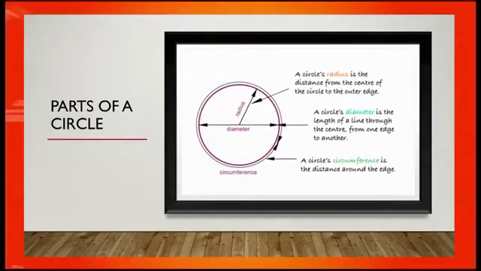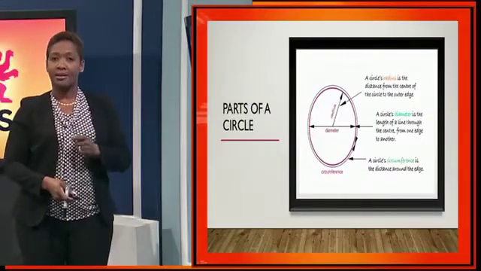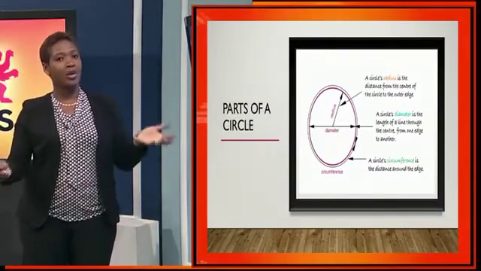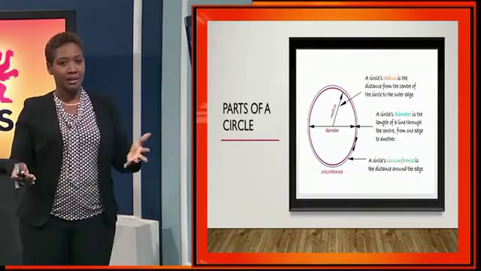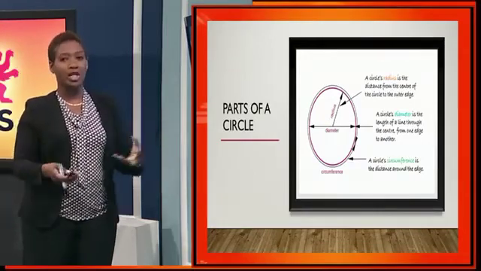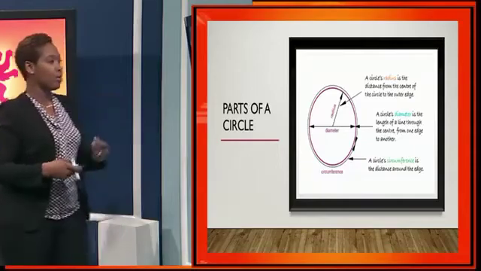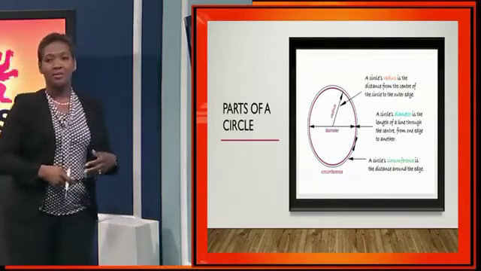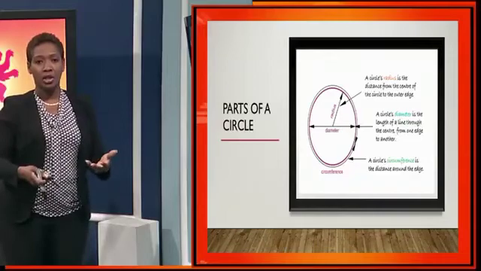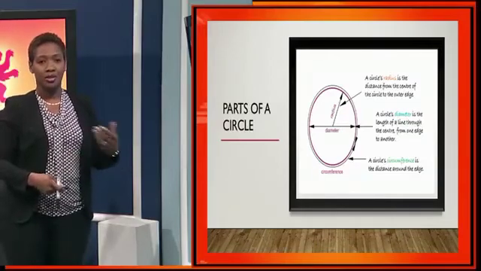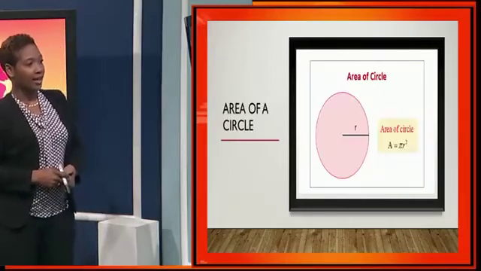Now, the circle's diameter is the length of a line through the center from one edge to another. Why do I need to draw your attention to the diameter? The diameter is twice the measure of one radius. So that means 2 radii gives you a diameter. The diameter can be divided by 2 to give you the measure of the radius. All right, so just remember those things. It's important to know them because as you look at the area of a circle, these are things that you will have to note or have an idea of.